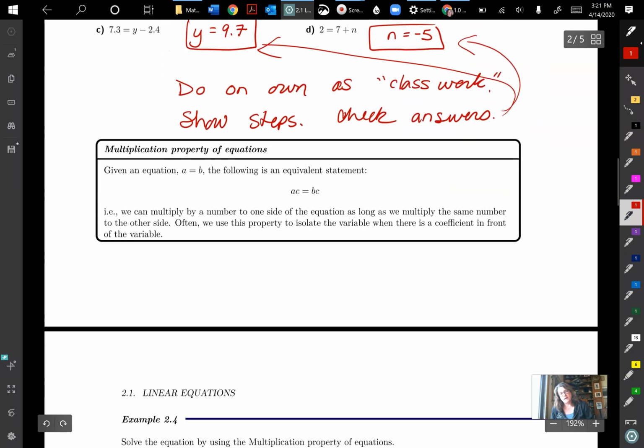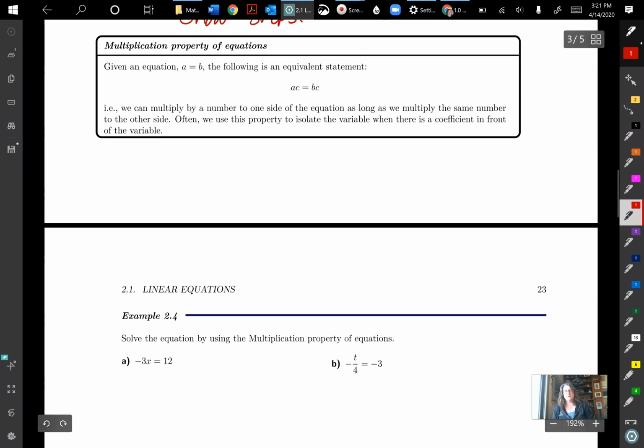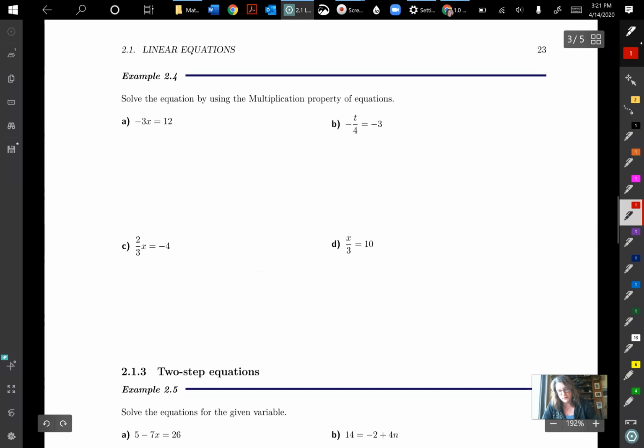Okay, so multiplication property of equations, same kind of thing as the addition subtraction one. We can multiply or divide, which is really just multiplying by the reciprocal, by just making sure we hit both sides, that we balance things off. Okay, so we are going to look at example 2.4 on page 23. Solve the equation by using the multiplication property.